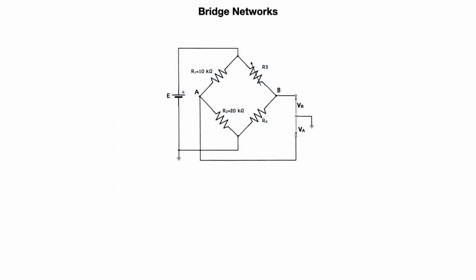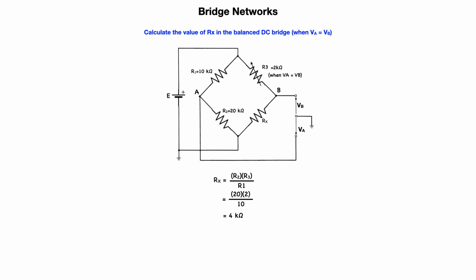Given this circuit, our task will be to calculate the value of Rx in this balanced DC bridge network. The bridge network is balanced when R3 is adjusted so that VA is equal to VB, 2 kiloohms. Then Rx will equal R2 times R3, all divided by R1. Placing the real values, it equals 20 times 2 divided by 10, which is equal to 4 kiloohms.